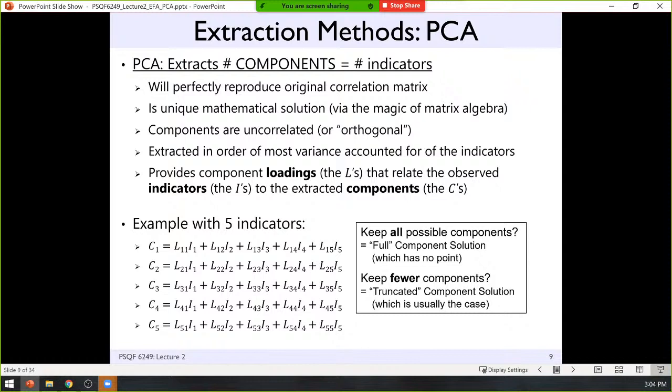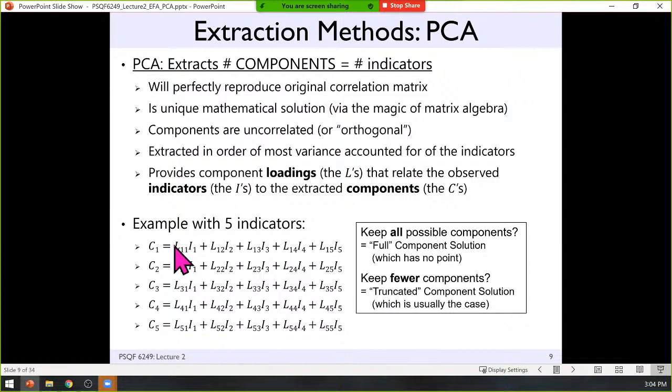So if I had 5 indicators, a component analysis would be fitting models that look like this. Component 1 is a weighted combination of each of my indicators, where the weight is being estimated as part of this process. Component 2 picks up whatever component 1 didn't get. Component 3 picks up whatever 1 and 2 didn't get, and so forth, all the way up to 5. If you had 5, it would perfectly reproduce all of the information that was in your original 5 indicators. People typically wouldn't bother to do that.